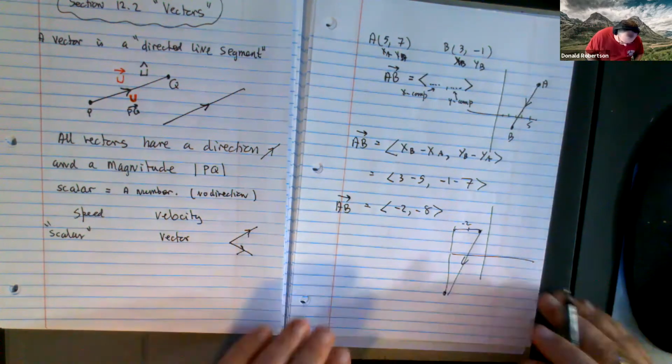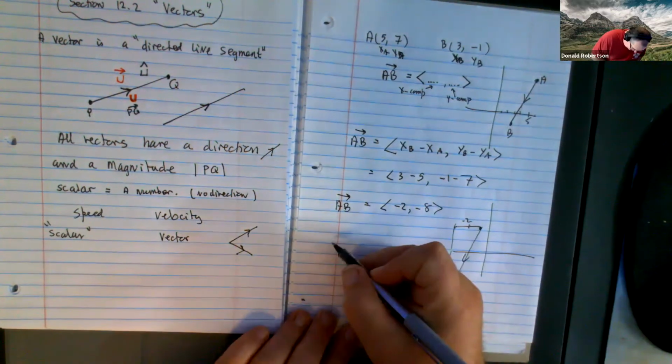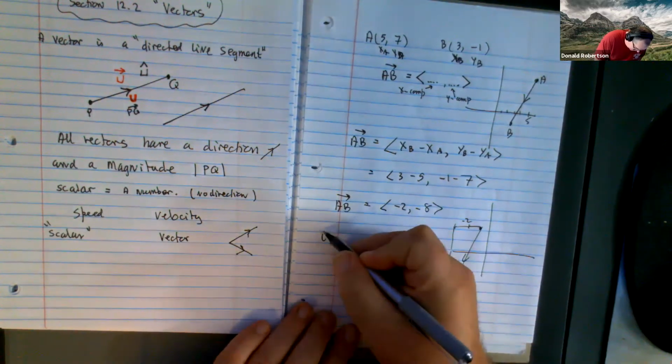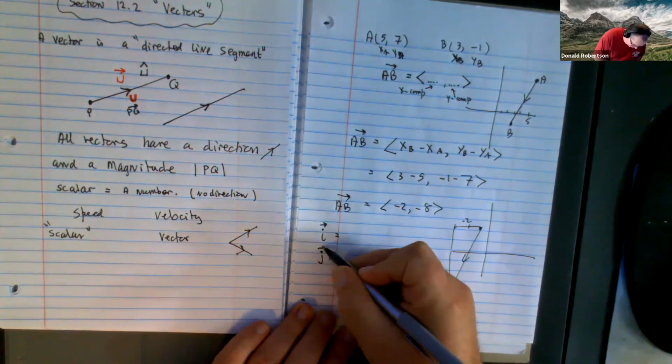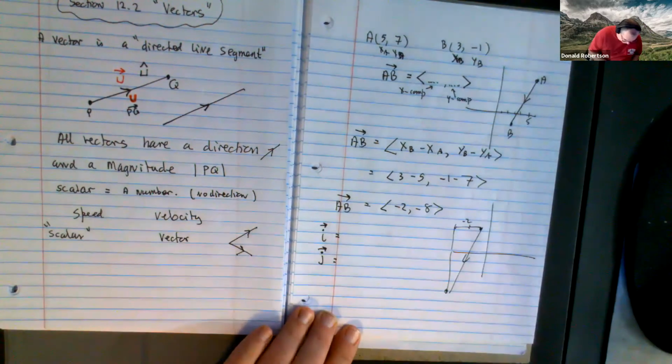Now, there are 2 special vectors. Actually, there are 3, but right now we're only doing 2 of them.